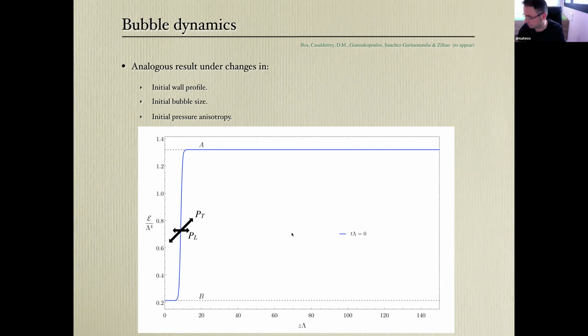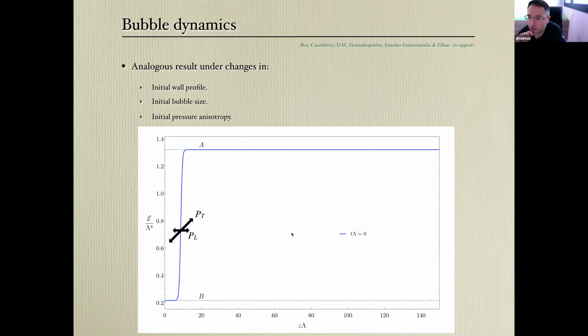Any questions? Maybe I missed this. When you have an anisotropic plasma, you already have two different speeds of sound in the longitudinal versus the transverse direction. How do these relate to the speeds that you have in these different phases?